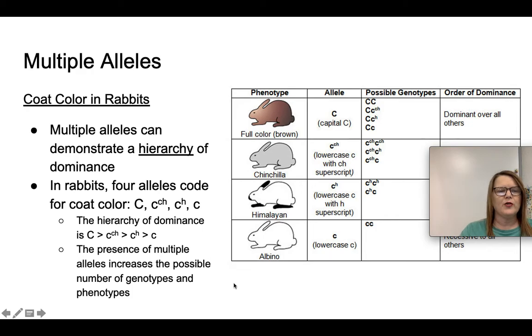The presence of multiple alleles increases the possible number of genotypes and phenotypes. So phenotypes then, instead of having just 2, now we can have 4. Possible genotypes, for brown alone, you have 4 possible genotypes. For chinchilla, you have 3. For Himalayan, 2. And for albino, you just have 1, because it has to be lowercase c to be albino.